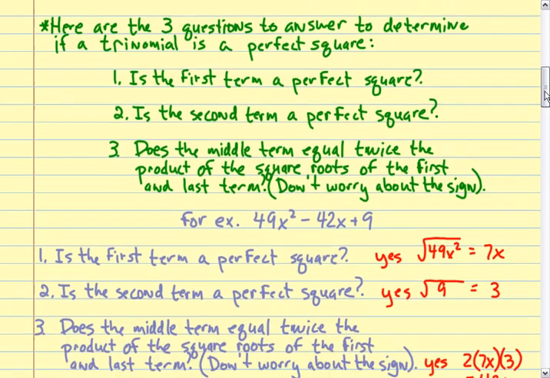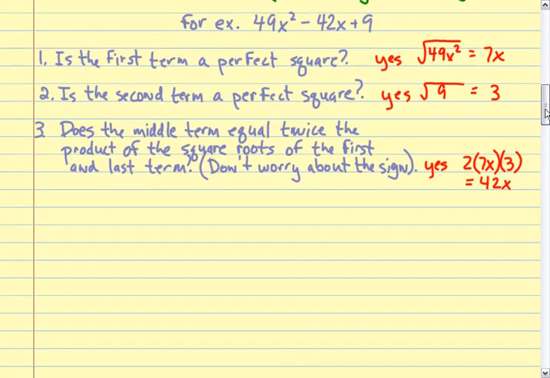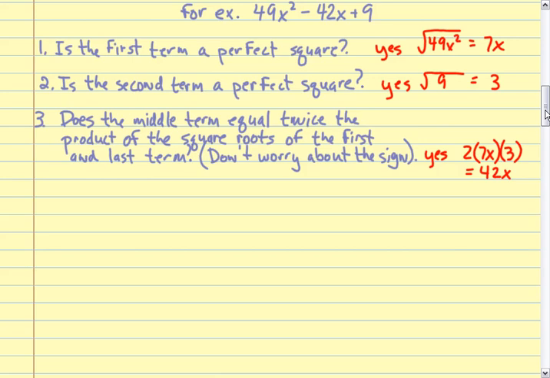Now, let's go down here. I rewrote it so we could look at that problem as we're factoring. Now, first question, it says, is the first term a perfect square? Yes, it is. The square root of 49x² is 7x. 49 is a perfect square, it's 7, and x² is a perfect square of x. Is the second term a perfect square? Yes. The square root of 9 is 3. So far we're good. We've got yeses to both of those questions.